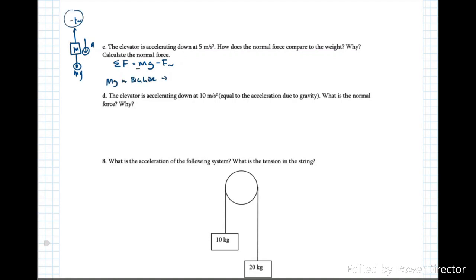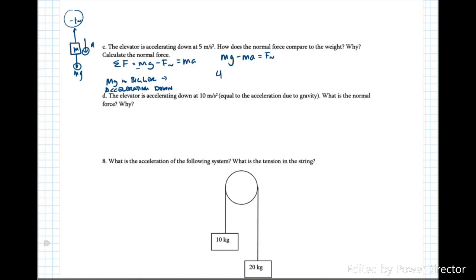So in this case, mg has to be bigger because the acceleration is down. My net force is down, opposite that as well. So mg minus the normal force is equal to ma. If we're going to solve for the normal force, we subtract ma from both sides, and we add the normal force to both sides. So mg minus ma is equal to the normal force.